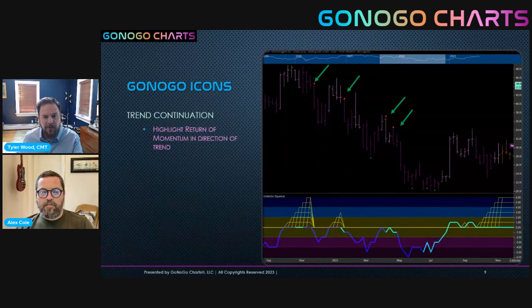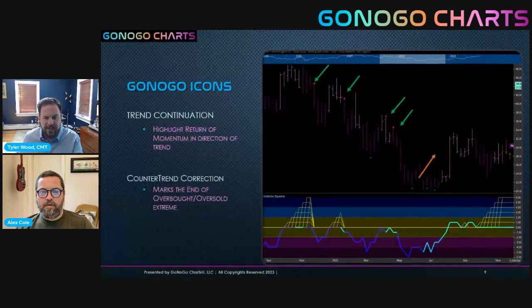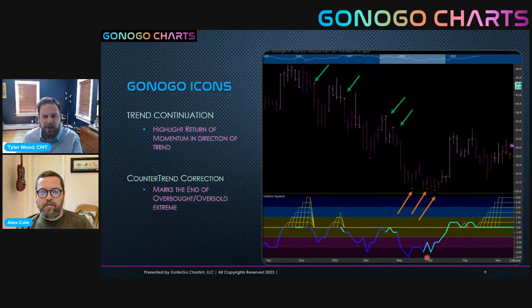Same thing for the counter trend correction arrows. Here we see that momentum has gotten to an oversold condition and then loosened up back towards neutral territory. That might be a spot where you start to cover some of your shorts or consider some of your risk management discipline.